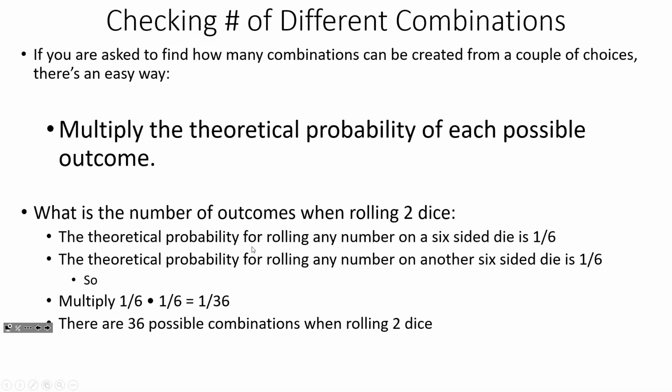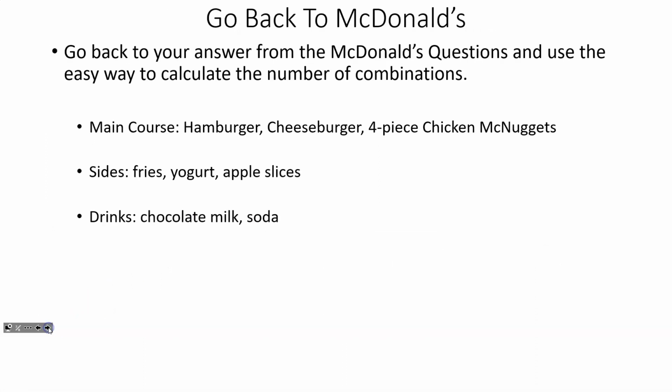So if you do it again for a second dice, the theoretical probability is still 1 out of 6. So what you can do is multiply 1/6 times 1/6, and that will give you 1/36. So that means that there are 36 possible outcomes when you roll 2 dice. And that's something we explored at the beginning of the week with the horse race dice activity. So we're going to apply that now to the McDonald's question. Just have you check your answer.